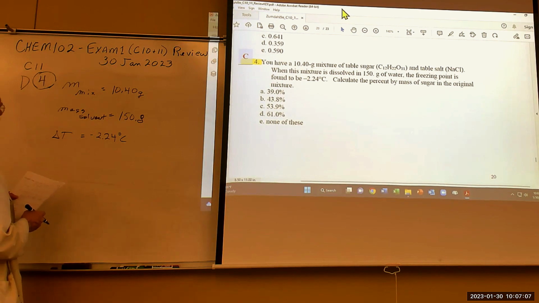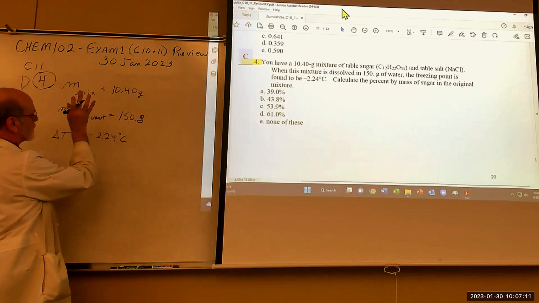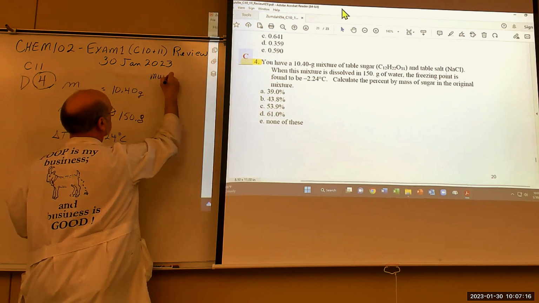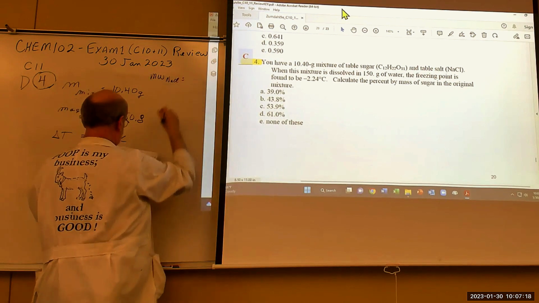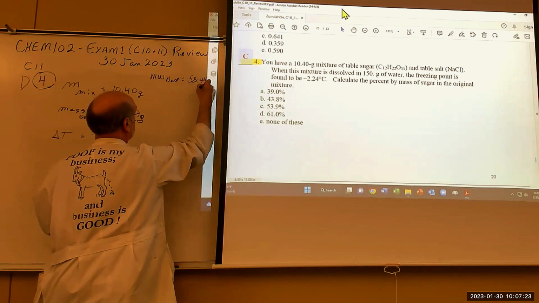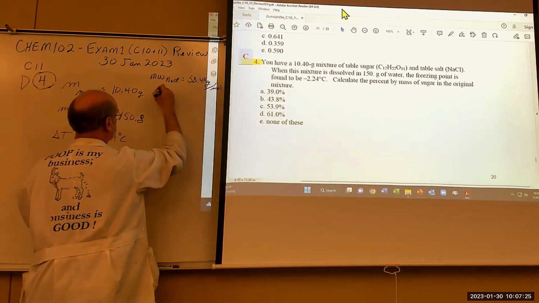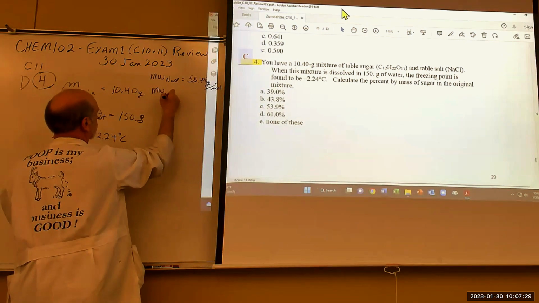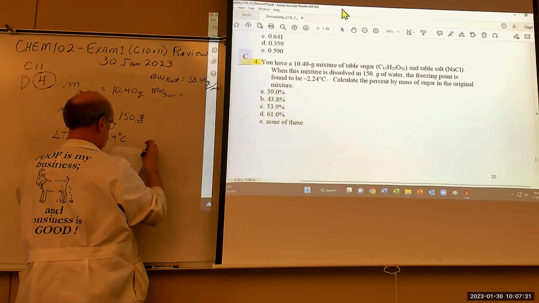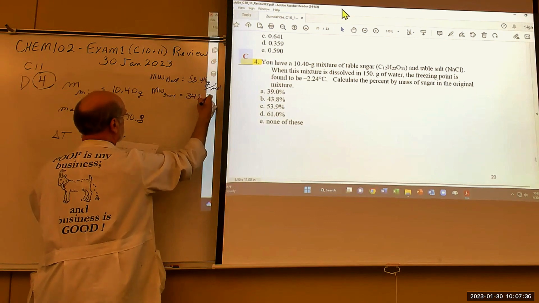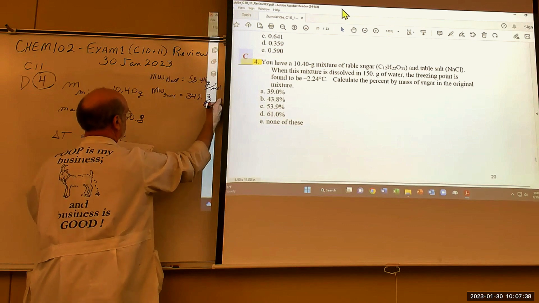Okay, we're going to need to know the molar mass of water, of salt, sodium chloride, and I calculated that as 58.44 grams per mole. And for sucrose, molecular weight of sucrose equals 342.3 grams per mole. We'll need that.